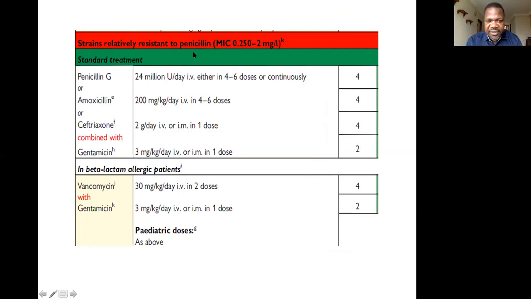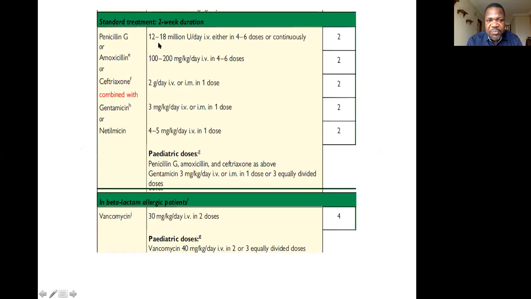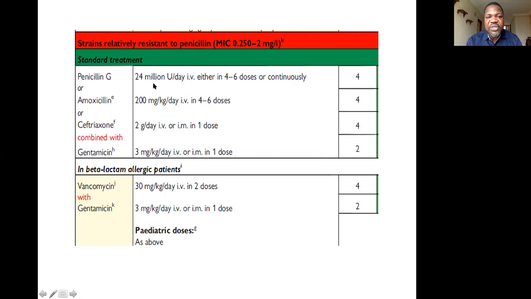so it's a very high MIC, then what you do is you increase the dose. Remember here, the dose of penicillin was between 12 to 18 million units per day. But here you use up to 24 million units per day. So you increase the dose of penicillin or amoxicillin, then you combine it with gentamicin, and you also extend the duration of treatment to 4 weeks. But the duration of aminoglycoside should not go above 2 weeks because of toxicity reasons. So you keep the gentamicin for 2 weeks, but you use high-dose penicillin up to 4 weeks.